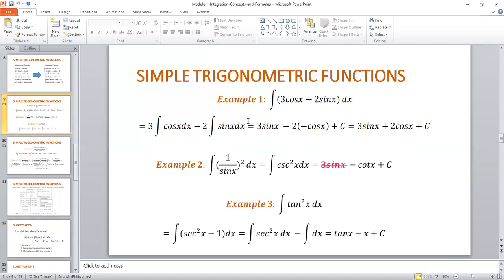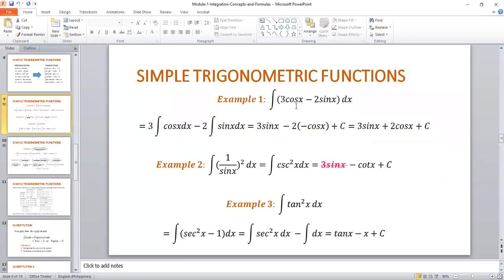Now, example 1. We will apply the formulas that we have learned in the previous slide to the following examples. So, 3 cosecant x minus 2 sine x. What's the integral of the cosine? It's the sine. What's the integral of the sine? It's the negative cosine. So this becomes positive. Okay, so you just apply it.